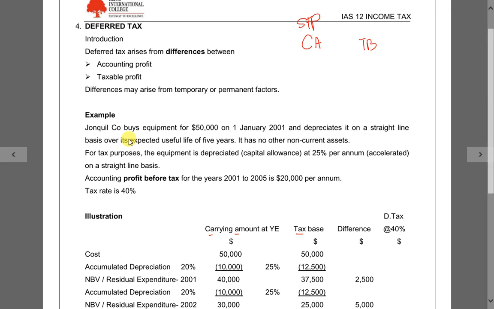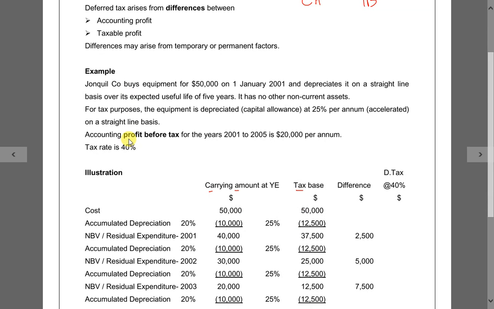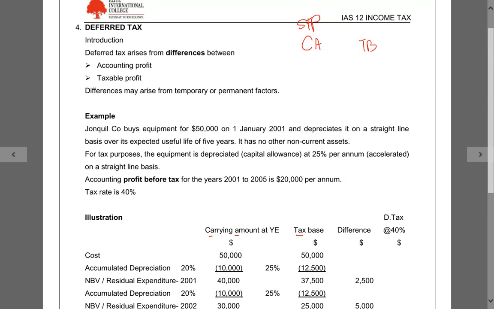Okay, now, example, how to determine TTD, DTD? We take carrying amount, we compare with tax base, we have the difference. Temporary difference. This temporary difference can be taxable, this temporary difference can be deductible. So how to determine TTD, DTD? We compare these two. The carrying amount is the value in the book, SFP.